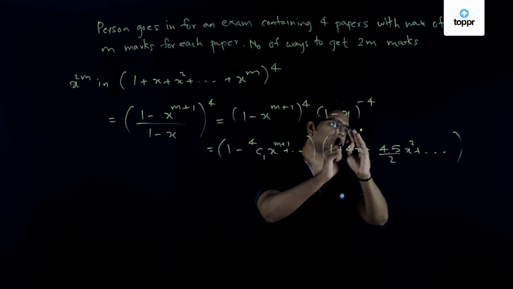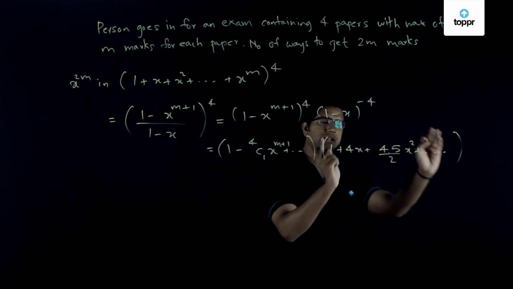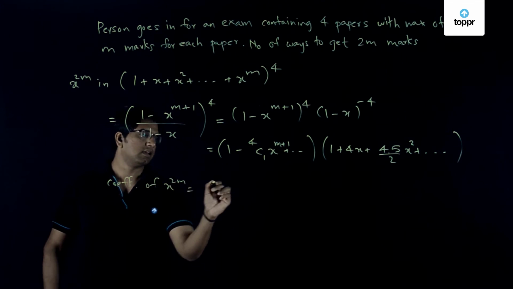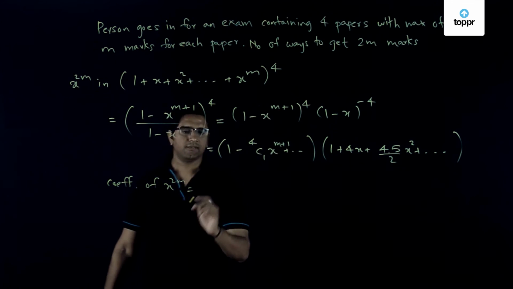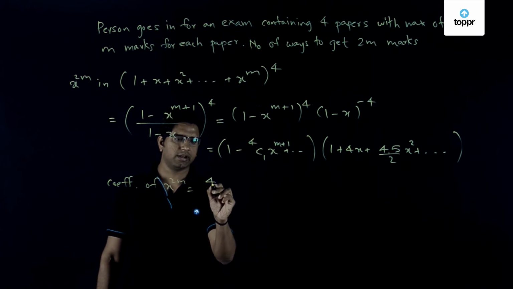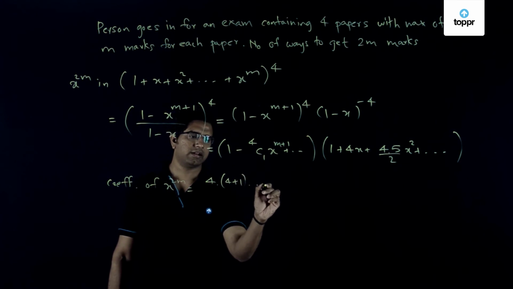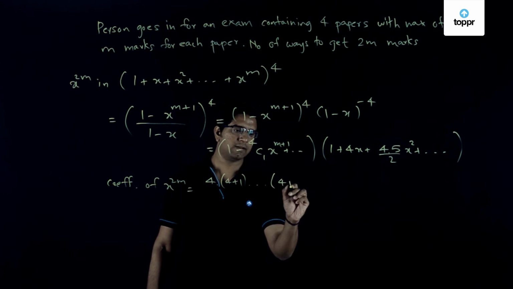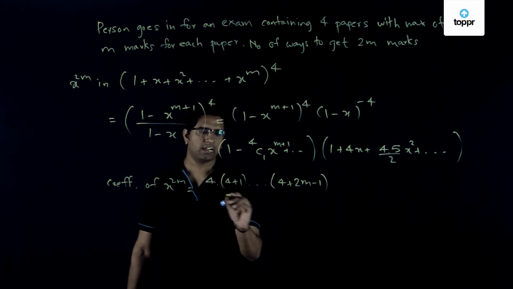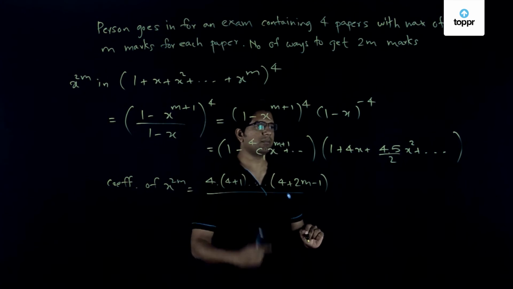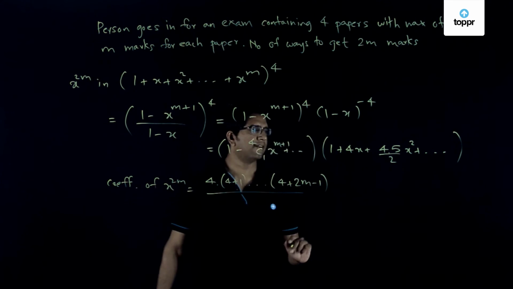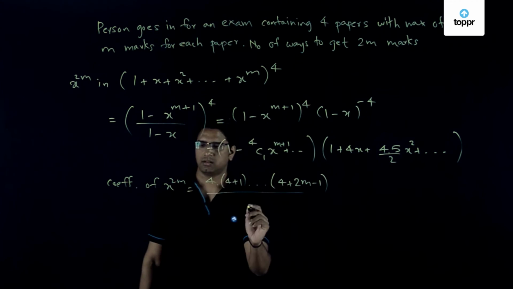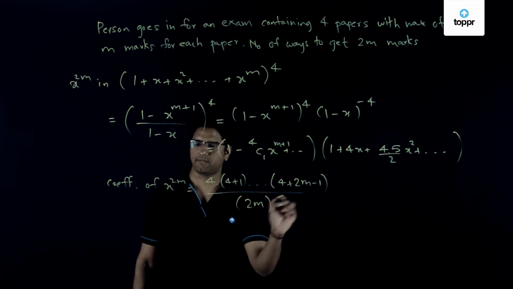Basically we have to compute the coefficient of x power 2m and of x power m minus 1 in this term. The coefficient of x power 2m in this term, if you look carefully, will be 4 times 5 times and so on; the last term will be 4 plus 2m minus 1, divided by the factorial involved, which is 2m factorial itself.